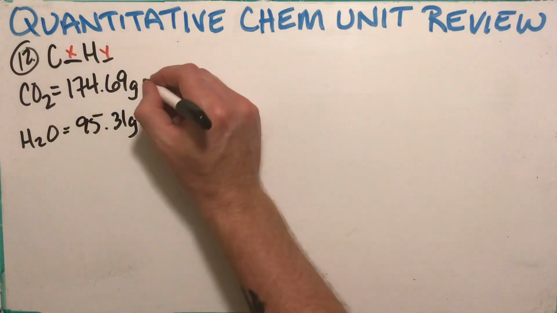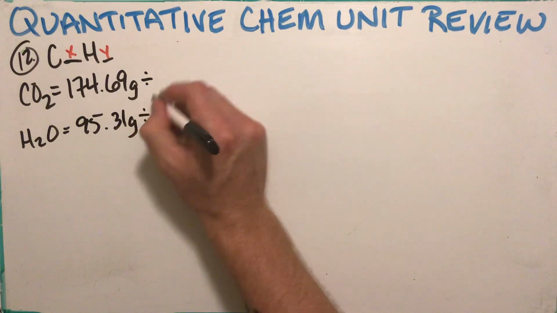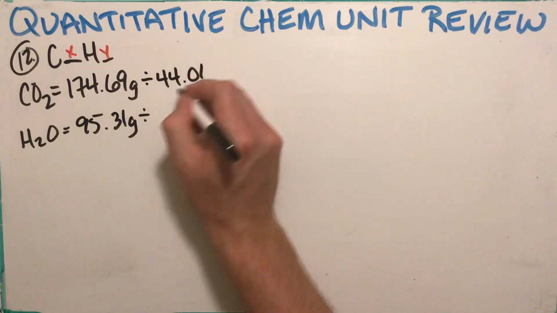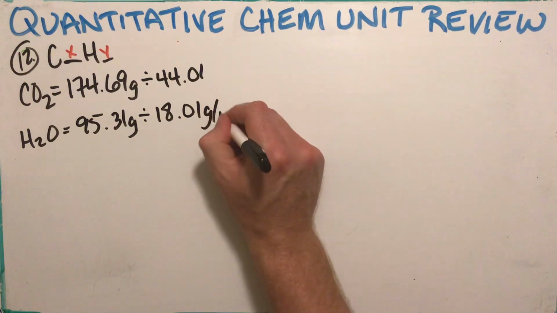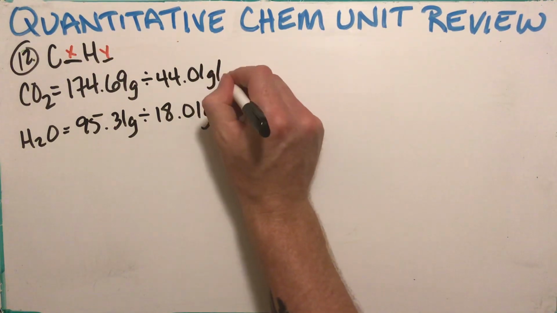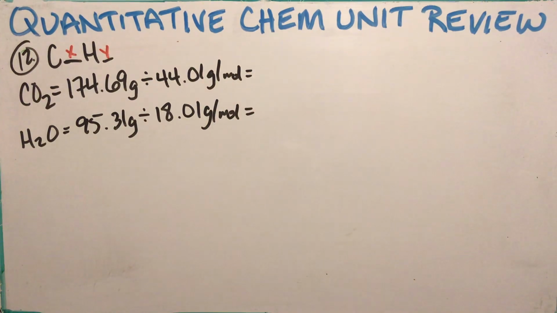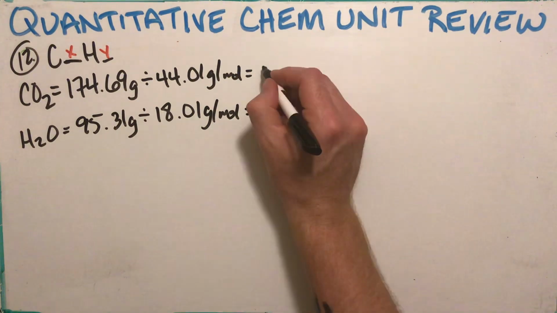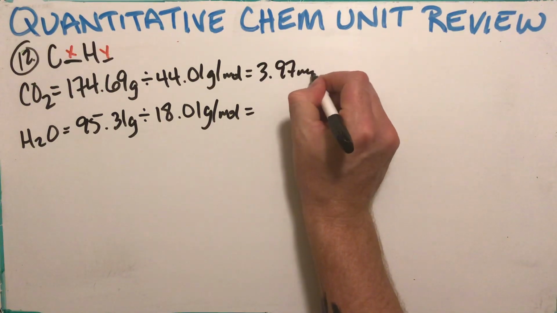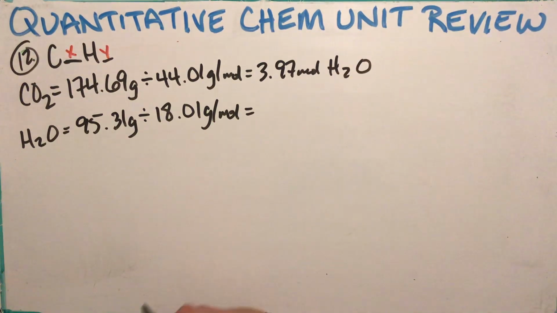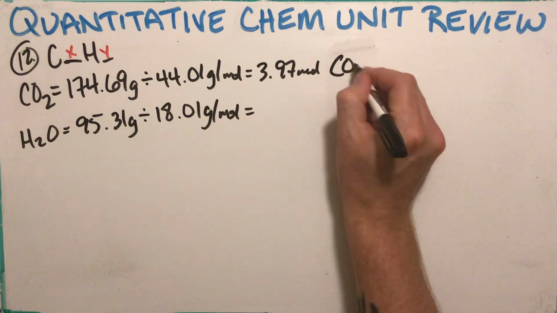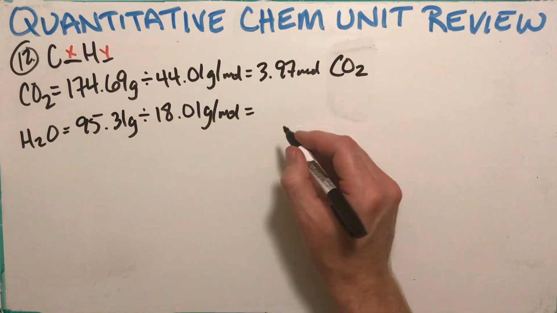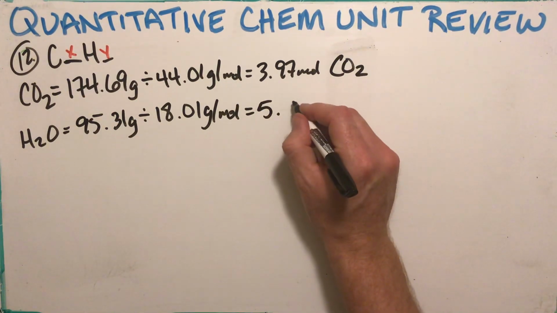So let's do that. Let's get the molar masses for these two things in. This one's 44.01. Water's 18.01. You're probably remembering some of these now, just from practice. So divide that out, and this is 3.97 moles of CO2. That's the wrong line. H2O is this line.